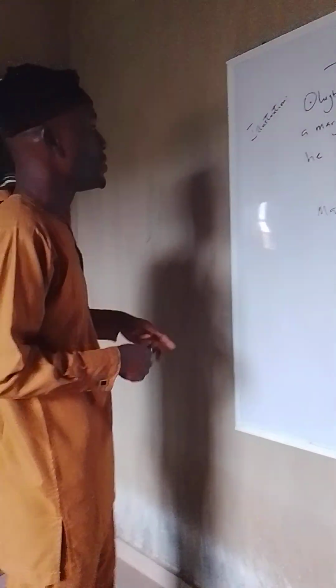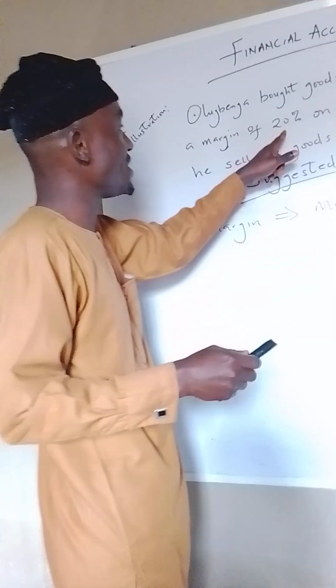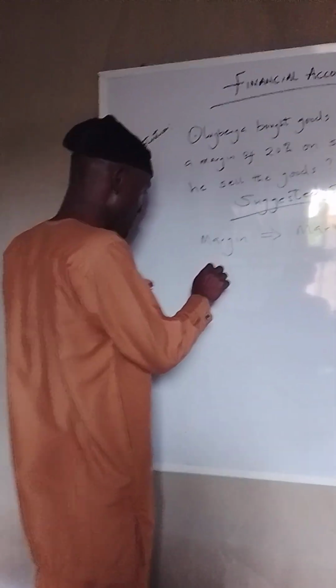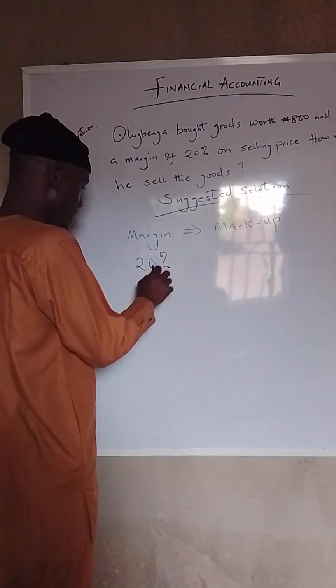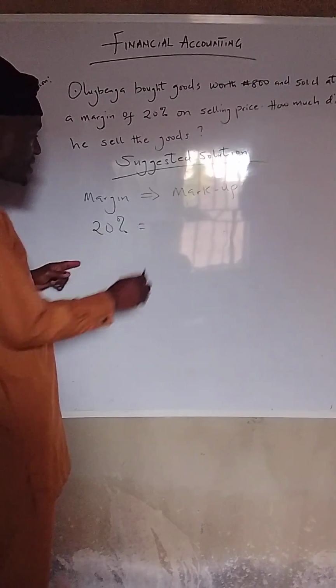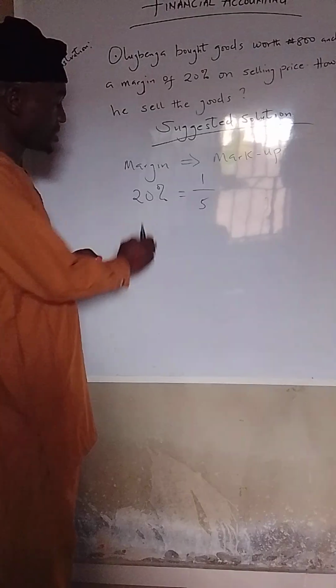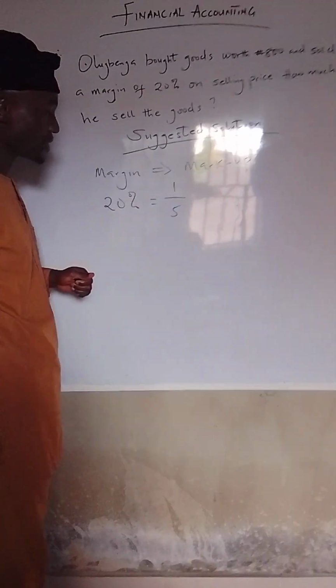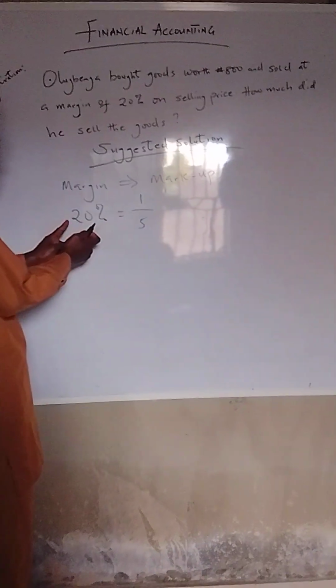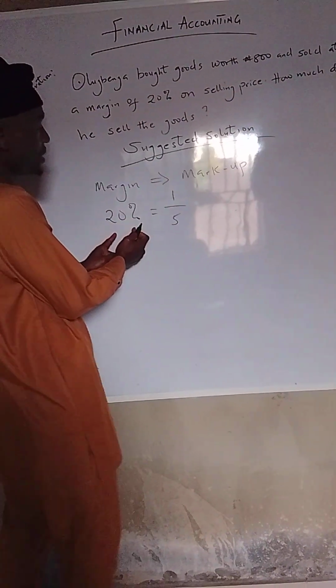Now, how do we do it? Look at the margin now. The margin is 20%. The margin given to us is 20%. And in fraction, 20% means 1 over 5. You want to convert it to fraction. 20 over 100 will give you 1 over 5. And mind you, we are converting this 20% margin now to markup.